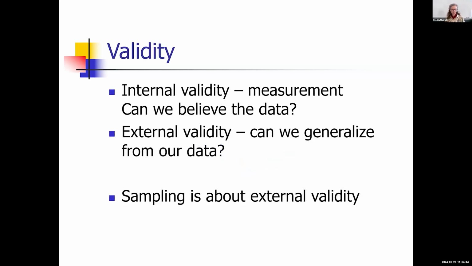So let's return. In module 1, I did talk about validity, meaning how close is your data to the reality, the truth. And we distinguished internal validity, which is, can we believe the data? And external validity, can we generalize from our data? So sampling is all about external validity. What can I say about my results that may apply to a broader population?